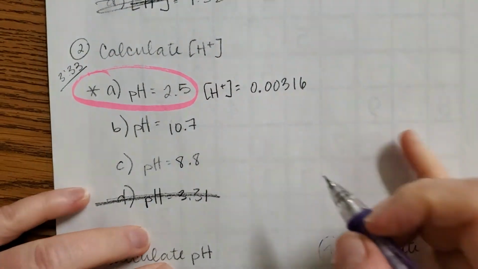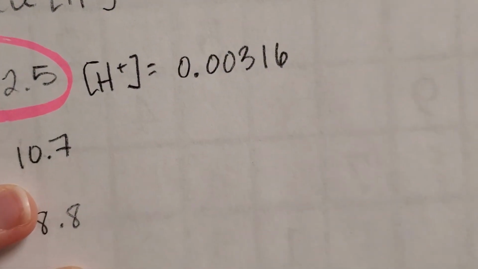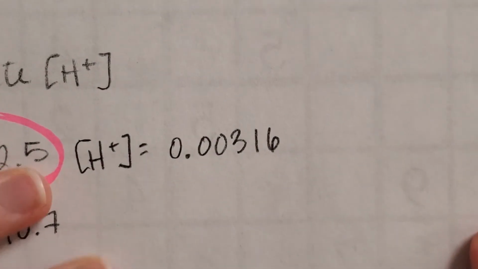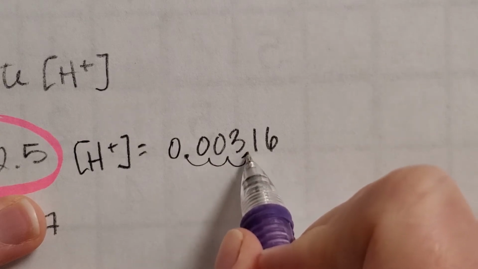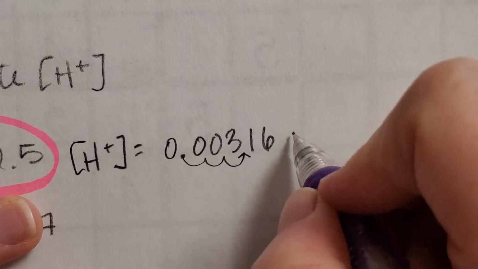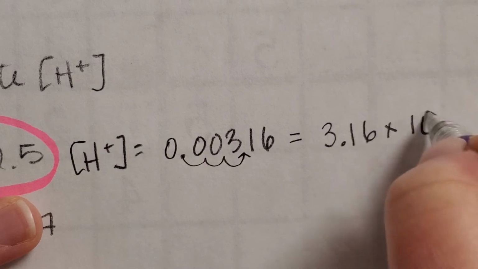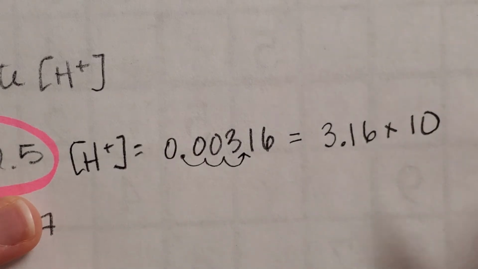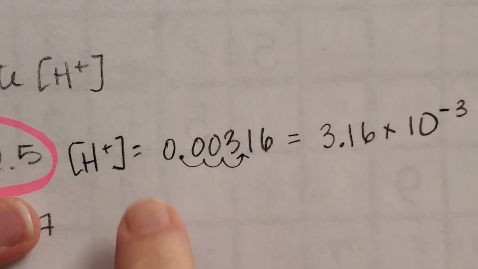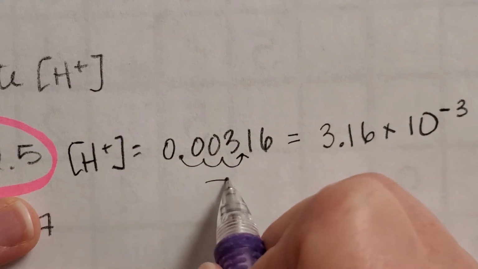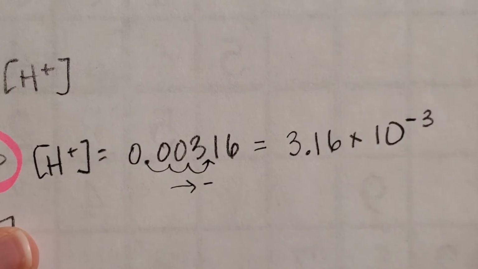If I change this to scientific notation, I'm going to move my decimal over until I have one digit to the left of the decimal. So it's going to be 3.16 times 10 to which power? And then count how many, and that's a negative when you go this way. It's a negative. Okay, so -3. That's how you would convert that to scientific notation.